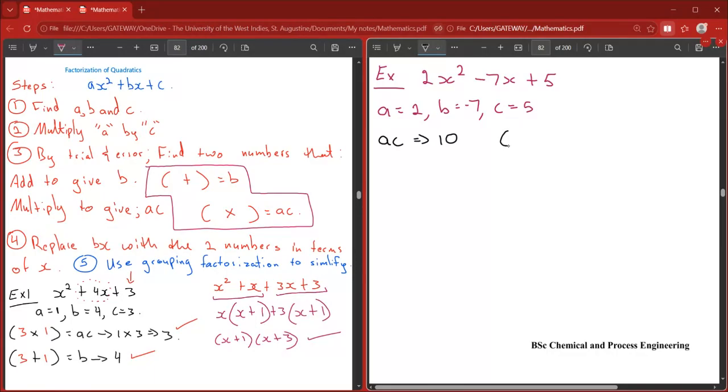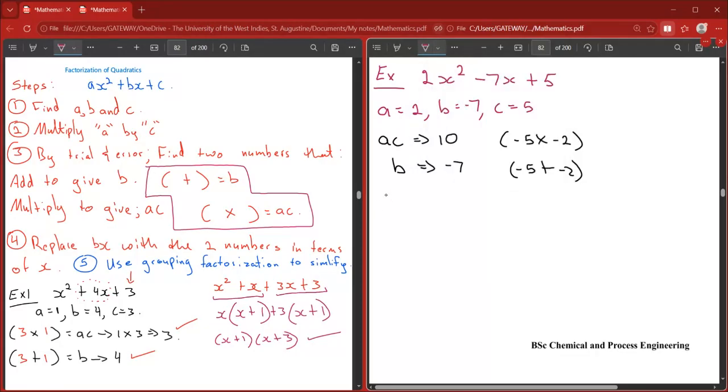So you're looking for two numbers that, when multiplied, will give you 10, and when added will give you b. But what is b? B is negative 7. The two numbers must add to give negative 7. So I'm looking at negative 5 plus negative 2 is negative 7, and negative 5 times negative 2 is positive 10.